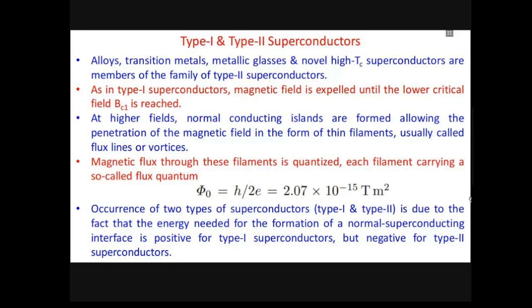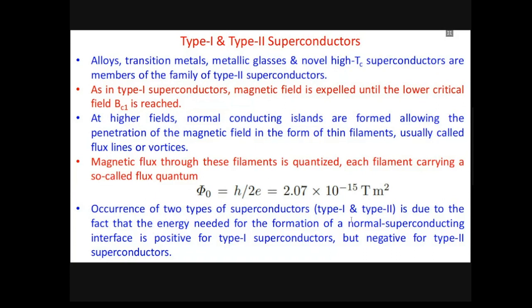The normal conducting islands are formed, allowing the penetration of magnetic field in the form of thin filaments, usually called flux lines or vortices. The magnetic flux through these filaments is quantized, each filament carrying the so-called flux quantum. This is usually the range of flux that will penetrate into the vortex state. The values will be in the range of 10 to the power minus 5 Tesla per meter square. So in the vortex region, between the superconducting and normal conducting state, this is the usual order of flux lines.